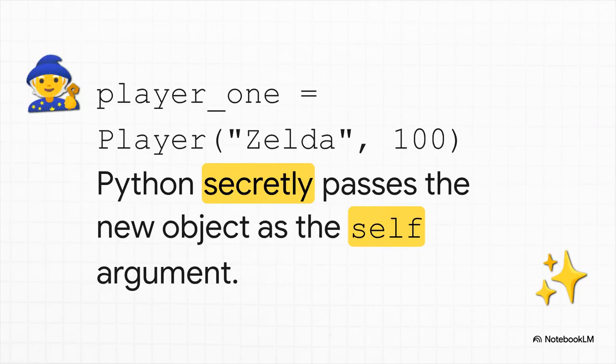Now let's actually create a player. We write player1 = Player("Zelda", 100). And you might be looking at this and thinking, wait a minute, that __init__ method had 3 parameters, self, name, and health, but we only passed in 2 things. And that's a fantastic observation. It's because Python works a little magic for us. When we create player1, Python automatically passes the player1 object itself as that first self argument. We don't have to type it, it just knows.